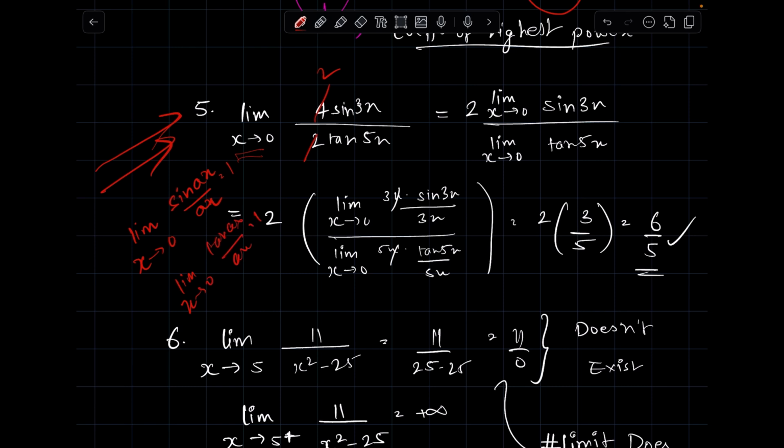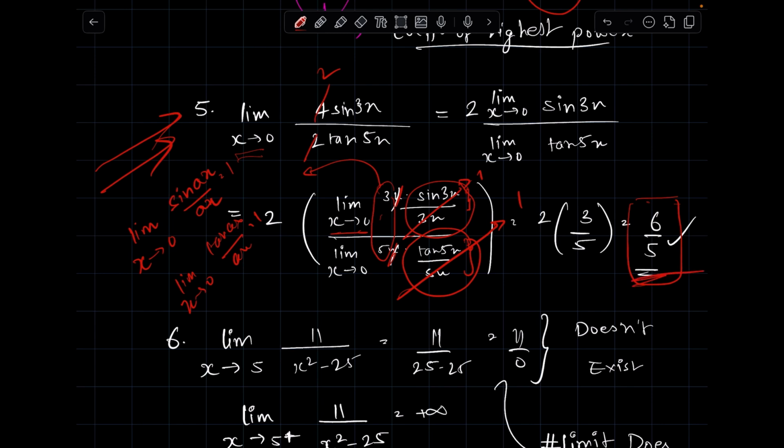So we're going to divide this by 3x and multiply this by 3x. And we're going to do the same for tan. We're going to multiply and divide by 5x. So we're going to cancel out the x term. We're going to take 3 by 5 outside the limits. We'll get 6 by 5. And the limit as x tends to 0 of sine 3x by 3x is equal to 1. And the limit as x tends to 0 of tan 5x by 5x is equal to 1. So it becomes 2 times 3 by 5 times 1, which is 6 by 5. And that is your answer.